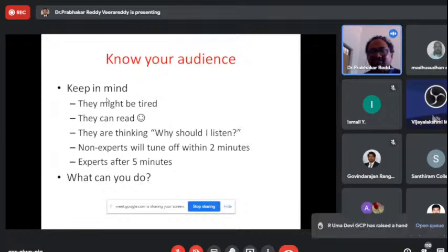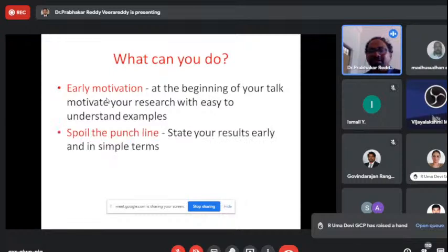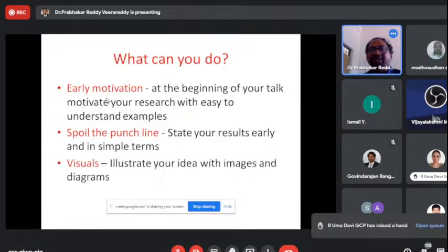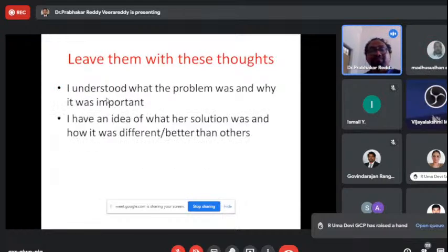Always think about the audience. So early motivation is very, very important in your talk. At the beginning of your talk, motivate your research. Make it easy to understand with examples. Okay? State your results early and in simple terms. Illustrate your idea with images and diagrams. The audience should understand what the problem was and why it was important.